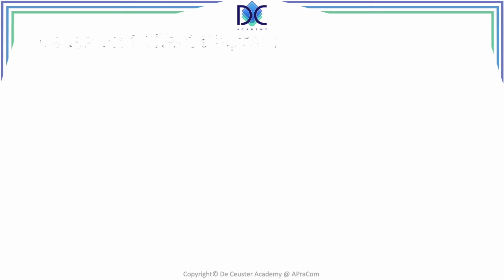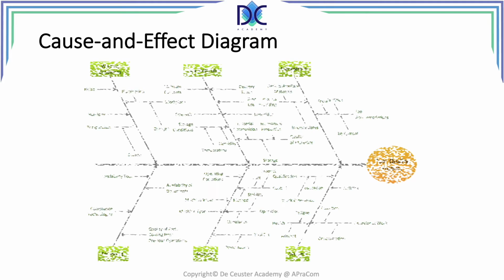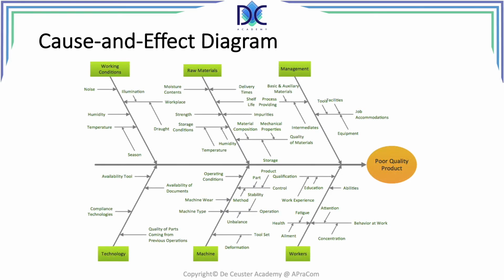Another element that I mentioned is the cause and effect diagram, or the Ishikawa fishbone diagram. There are different models that you can make. Here I have an example I found somewhere. I don't know where I found it. It was somewhere in my documents.